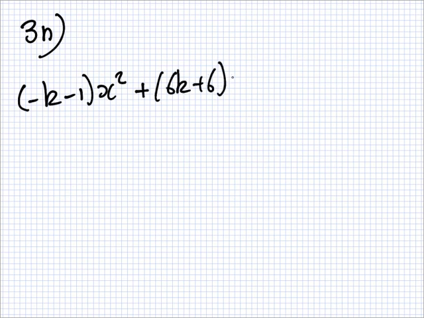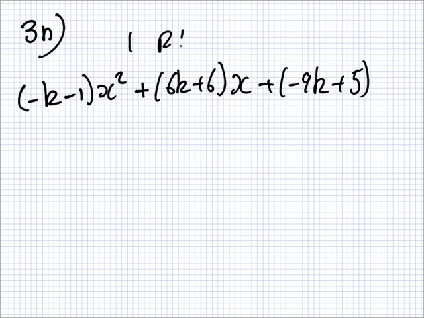Right, yeah. You know this word, don't you? Okay, so what was I meaning when I said that? Minus k minus 1 x squared plus 6k plus 6 x plus minus 9k plus 5 equals 0, but I don't have to write that down because what I'm saying is this has one real root. Okay? So, it has one real root.